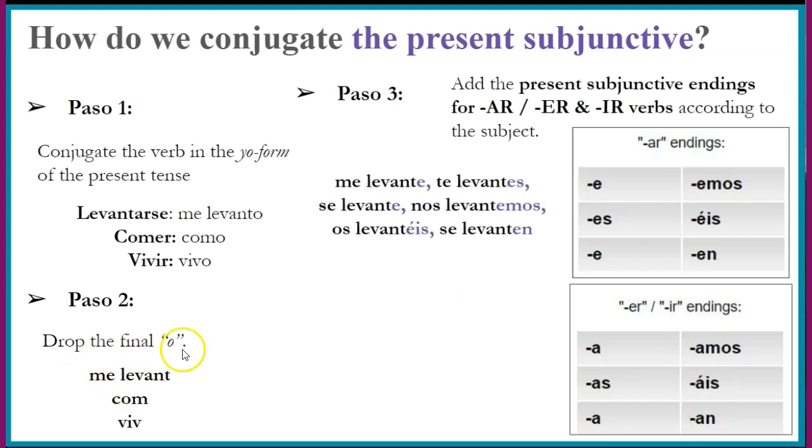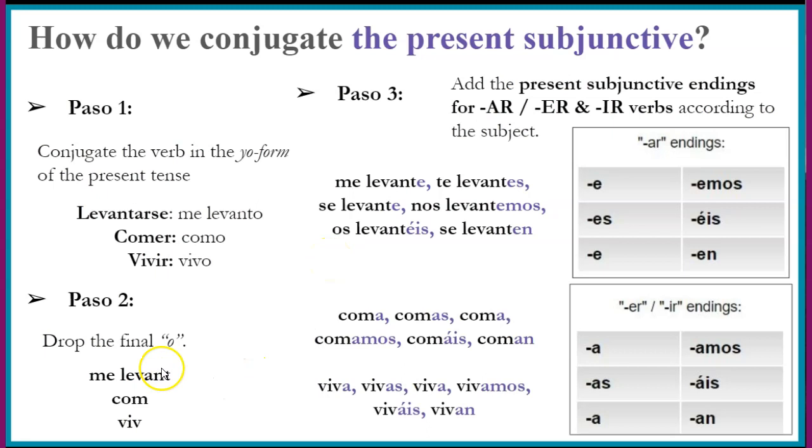So if I want to conjugate levantarse in the present of the subjunctive, you have this stem and you add the AR endings. Me levante, te levantes, se levante, nos levantemos, os levantéis, se levanten. And you have the reflexive pronoun because levantarse is a reflexive verb. With comer and vivir you have coma, comas, coma, comamos, comáis, coman. Viva, vivas, viva, vivamos, viváis, vivan.